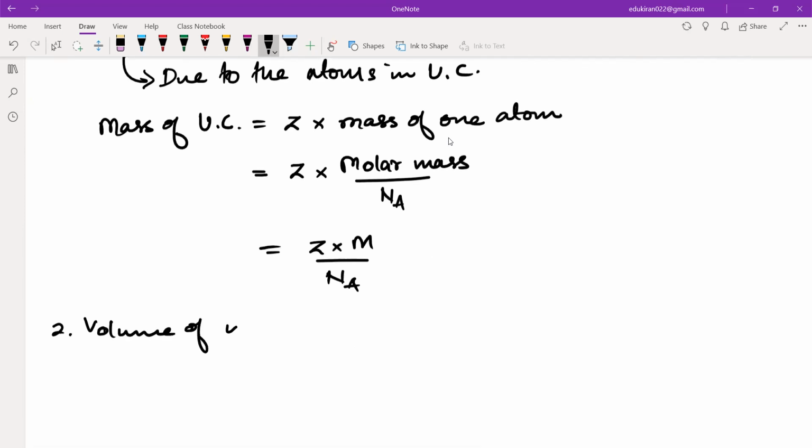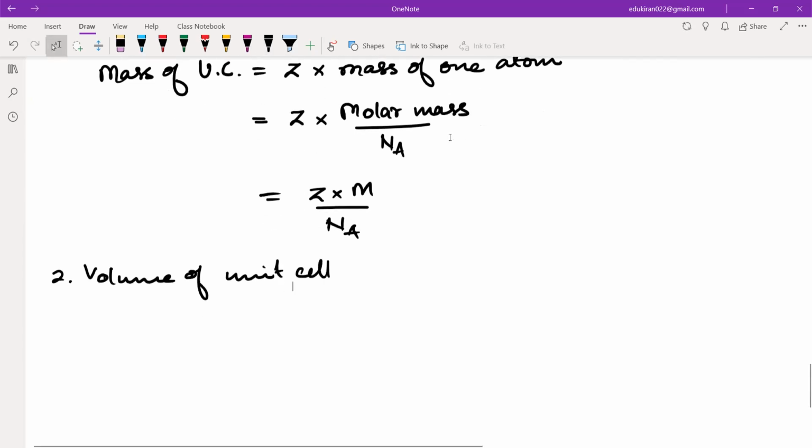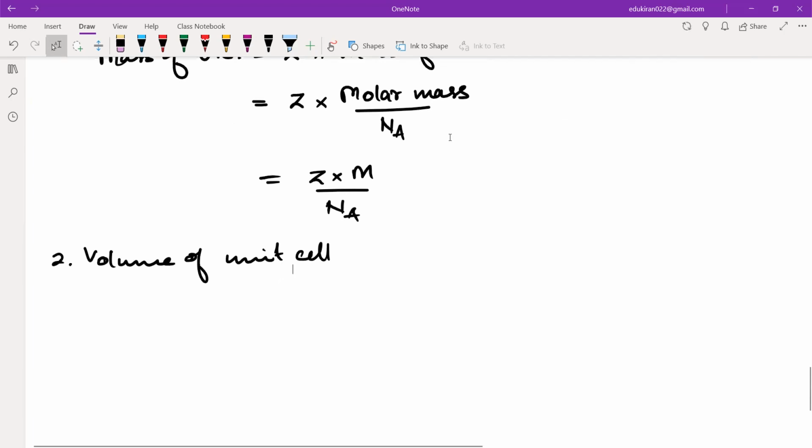Second is the volume. Volume of unit cell. If you look at the volume of unit cell, wait a second. Volume of unit cell, okay.